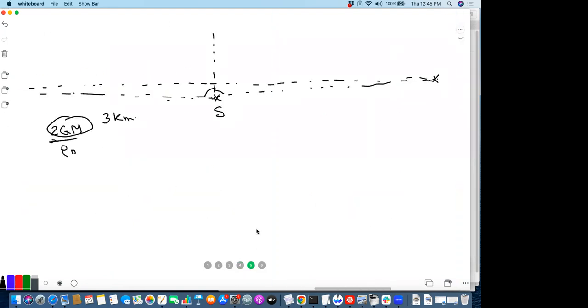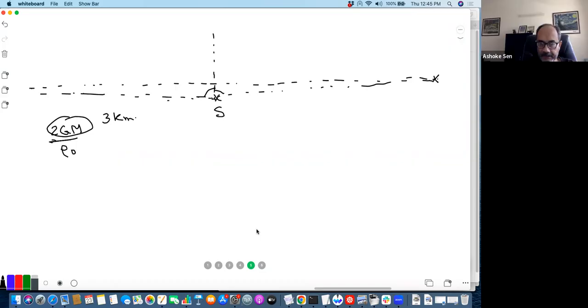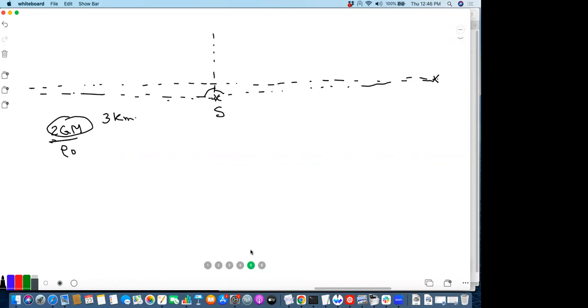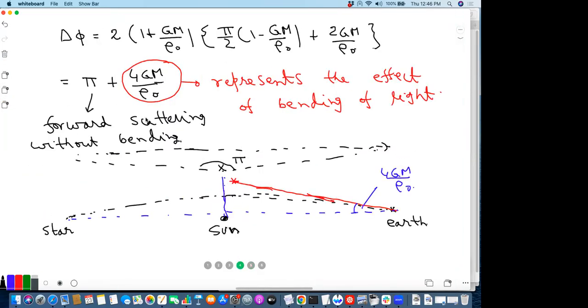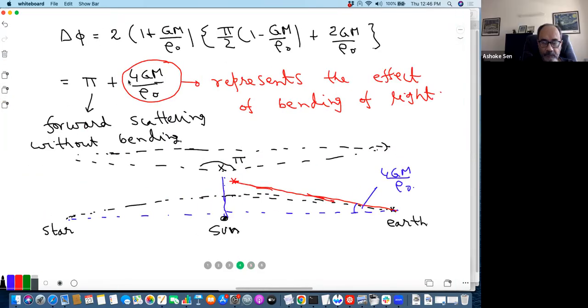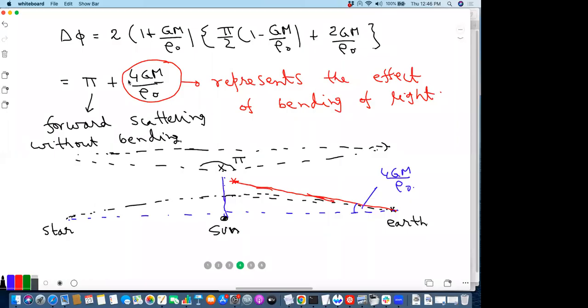Okay. So can you explain how did you identify the 4GM by rho zero to be that angle which is measured from Earth? This one? Yeah, how did you identify that as the 4GM by rho zero?